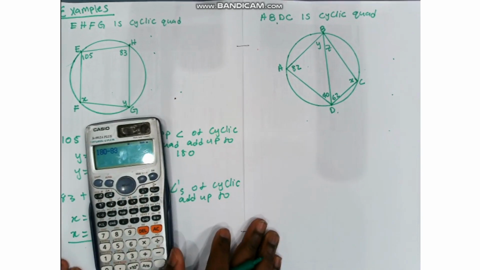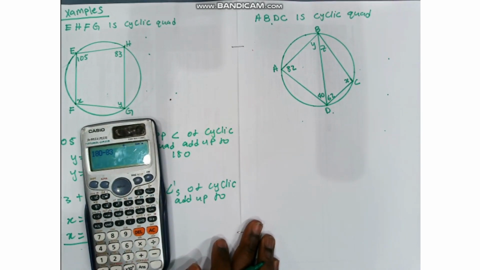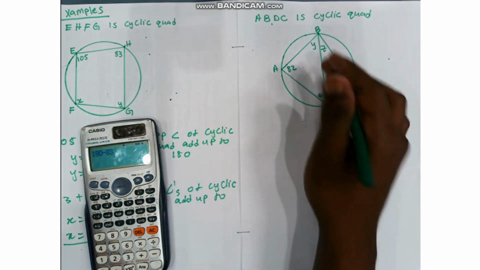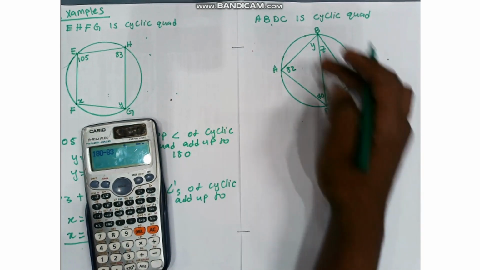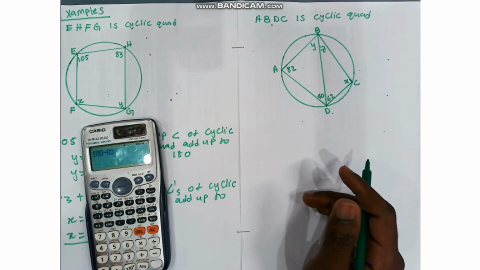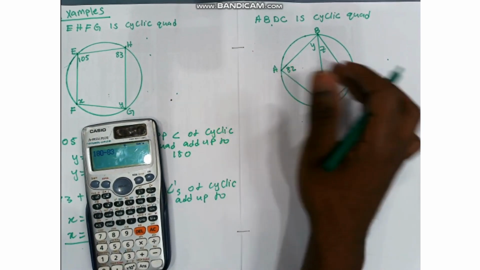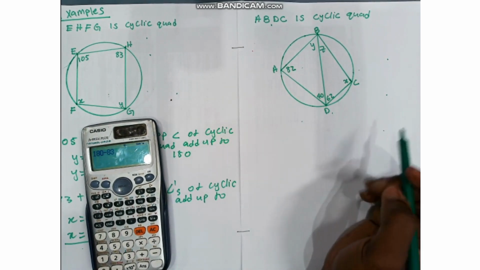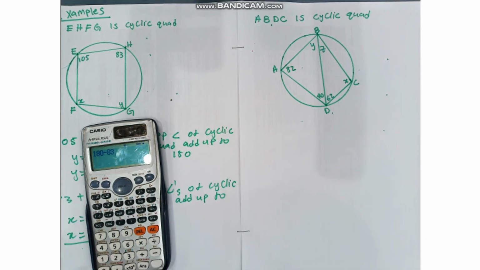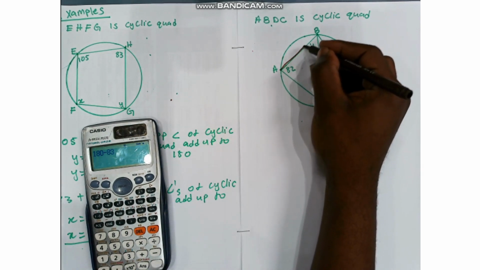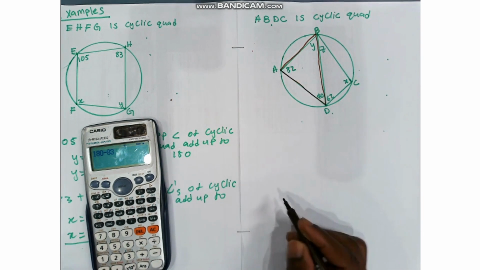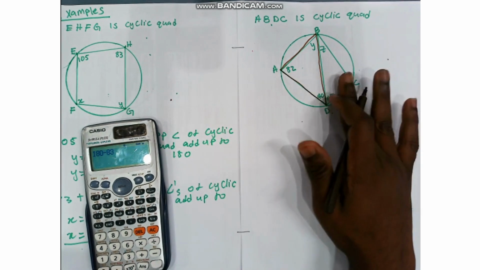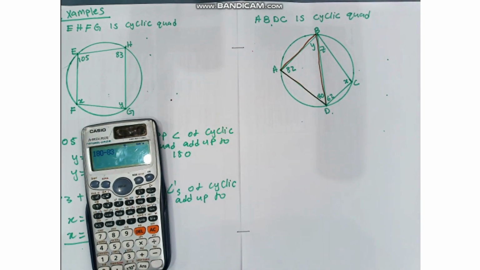Going to this one where they gave us that ABDC is a cyclic quad. Now we know this is a cyclic quad, so two opposite angles of a cyclic quad add up to 180. And another thing that we have here, we have a triangle here. We must consider that also, and another triangle on the other side.